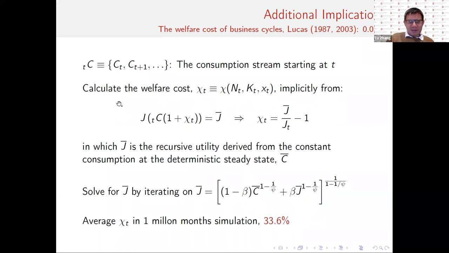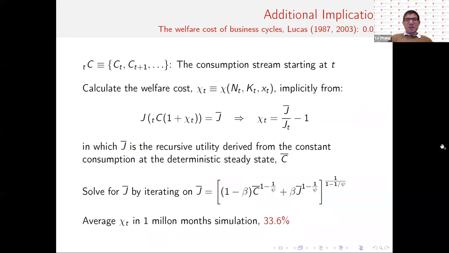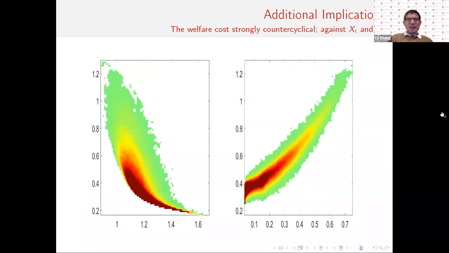I was worried for a while that it was too good to be true, but it turns out it was correct about the calculation of welfare cost with the recursive utility. It turns out you can simply pull the welfare cost out. It's extremely simple, because of linear homogeneity.